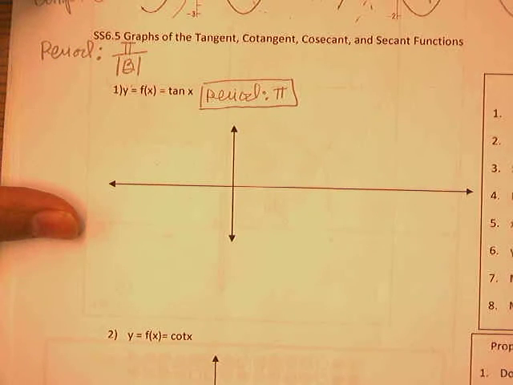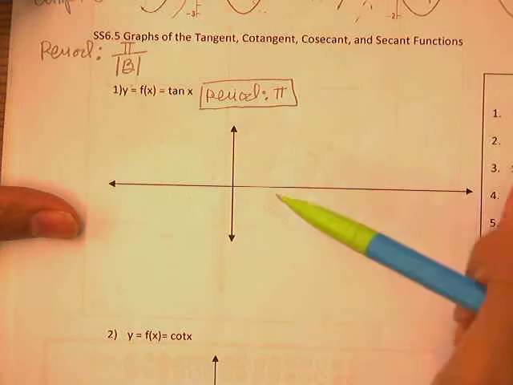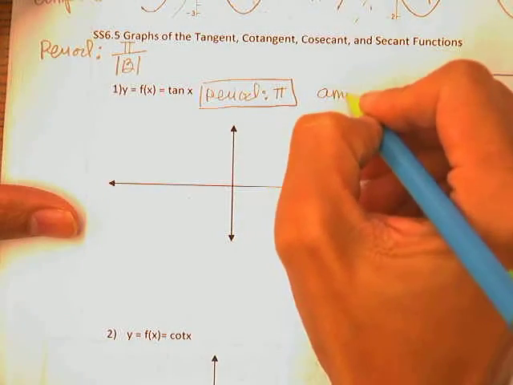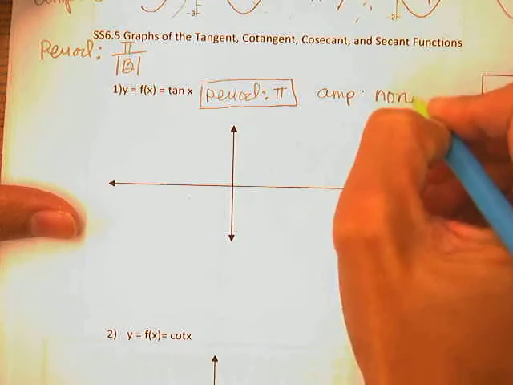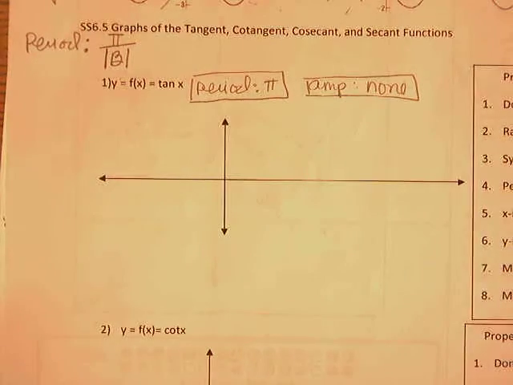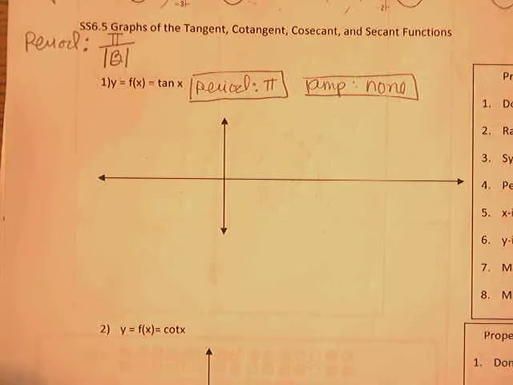Amplitude. Remember, the definition was that it is the average of the minimum and the maximum. Well, tangent will not have any minimum or maximum, so amplitude would be none. So that's how we find our amplitude, and that's how we find the period for tangent.